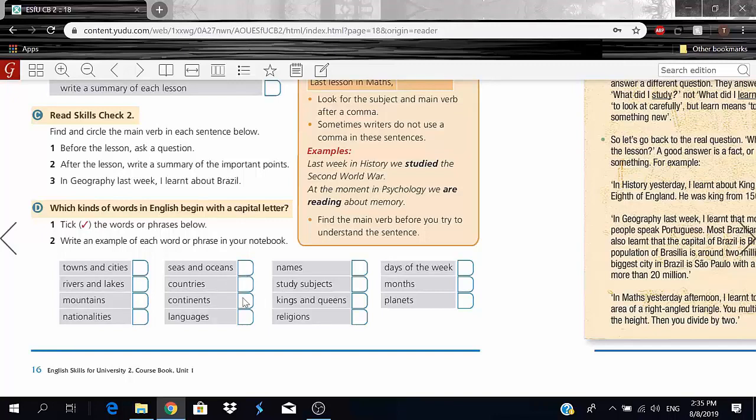Countries, Egypt. Continents, Asia. Languages, Portuguese, or if that's too tough, you can say Spanish or English or Arabic. Whatever language you want to use. Names, Jason or Mike or Ahmed, whatever. Study subjects, we can say science, physics, chemistry, IT, so many options. Kings and queens, we can say King Salman, that works. Religions, Islam. Days of the week, Friday. Months, we can say December or October. And finally, planets, Mars.